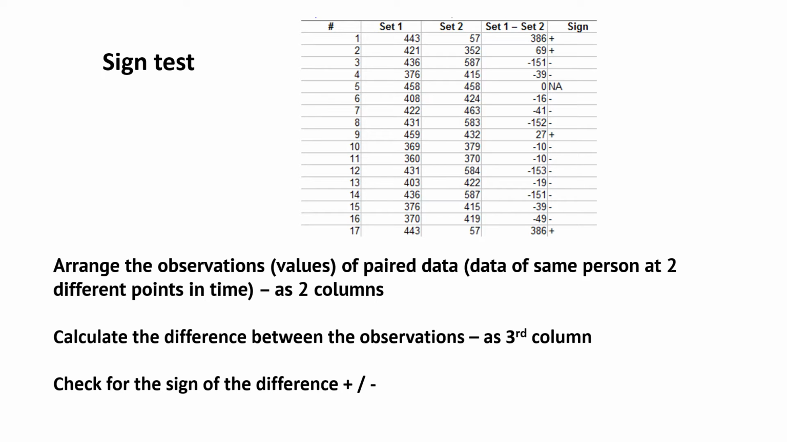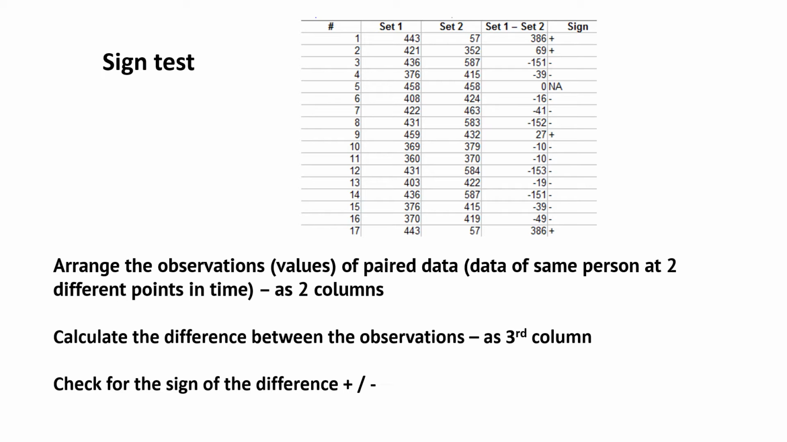Okay, 443 minus 57 is 386. That is a plus sign. Second one, 421 minus 352, that is 69, also a plus sign. Third one, please check.